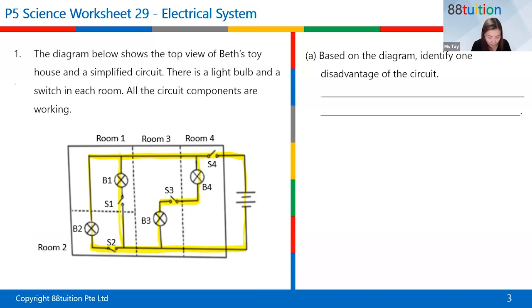You can see that there are batteries there, right? Then you can also see switches S1, S2, S3, and S4. Then you have the light bulbs B1, B2, B3, B4. Okay, so they also have the various rooms: room 1, room 2, room 3, and room 4. And it just so happened that B1, B2, B3, B4 are all in the individual bedrooms. They follow the numbering as well.